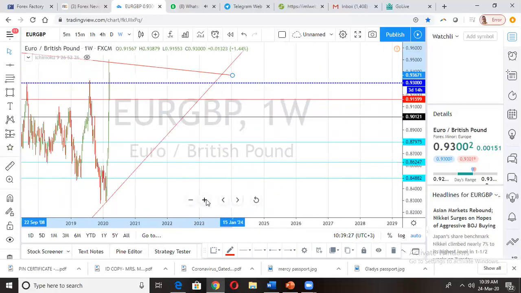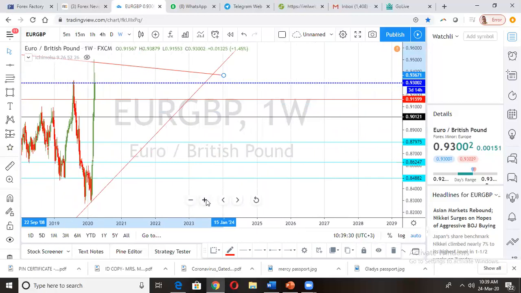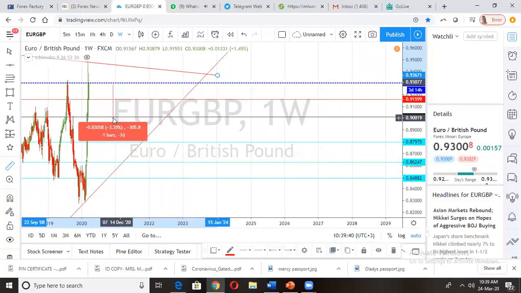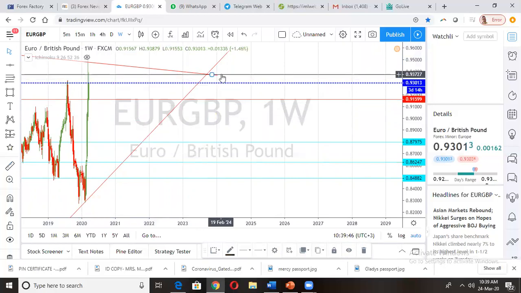I'm 50-50 on Euro GBP. Actually, I feel like it could pull back down. Yeah, I think it will pull back maybe about 200 pips, 220 pips. So Euro GBP potential sell for 200 pips.